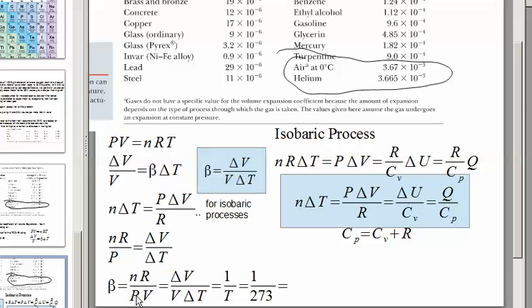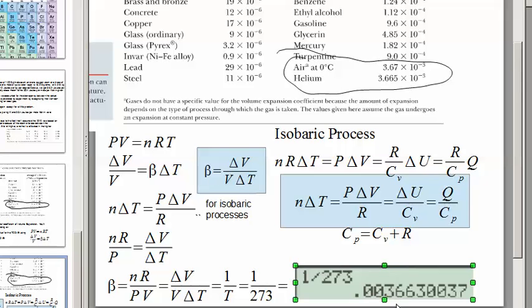It's going to be nR over PV equals delta V over V delta T. Turns out nR over PV is 1 over T, and our temperature here, they said, was 0 degrees Celsius. So 1 over 273 is 0.003663037, which is pretty close to 3.67 times 10 to the negative third.